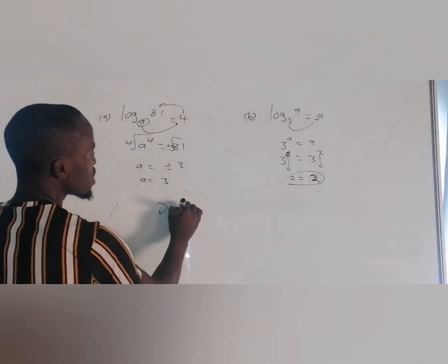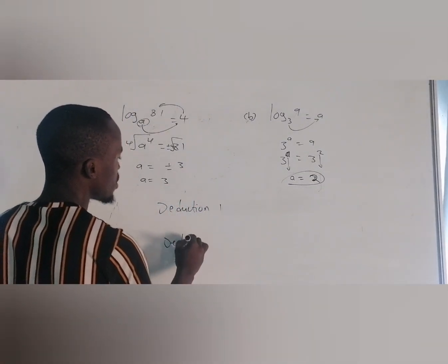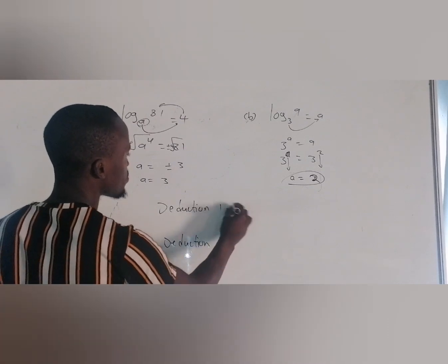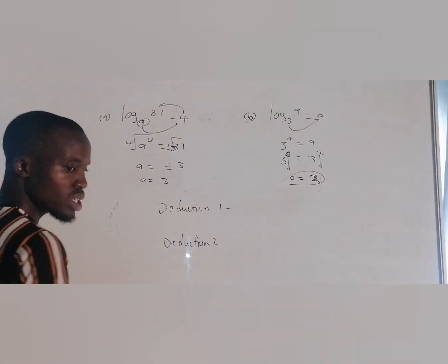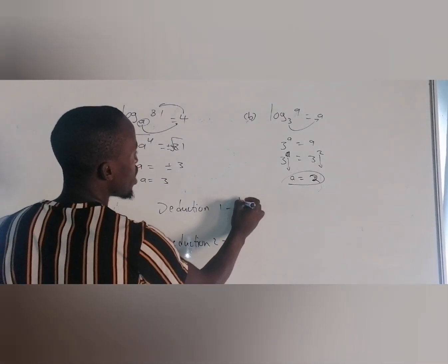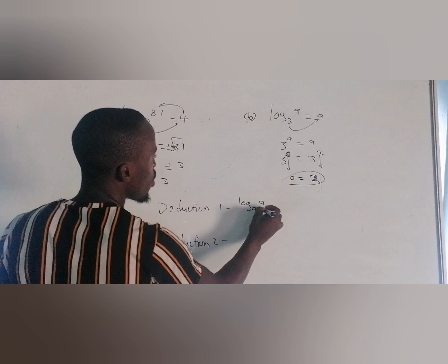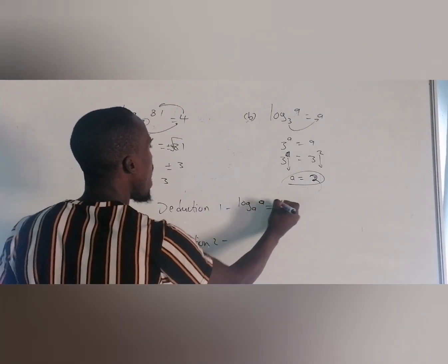Okay, there are deductions, guys. Deduction number 1 and deduction number 2. It's very important that you know this. Let me just write it here. Okay, it's fine. Deduction number 1. Log a base a, it is always 1.